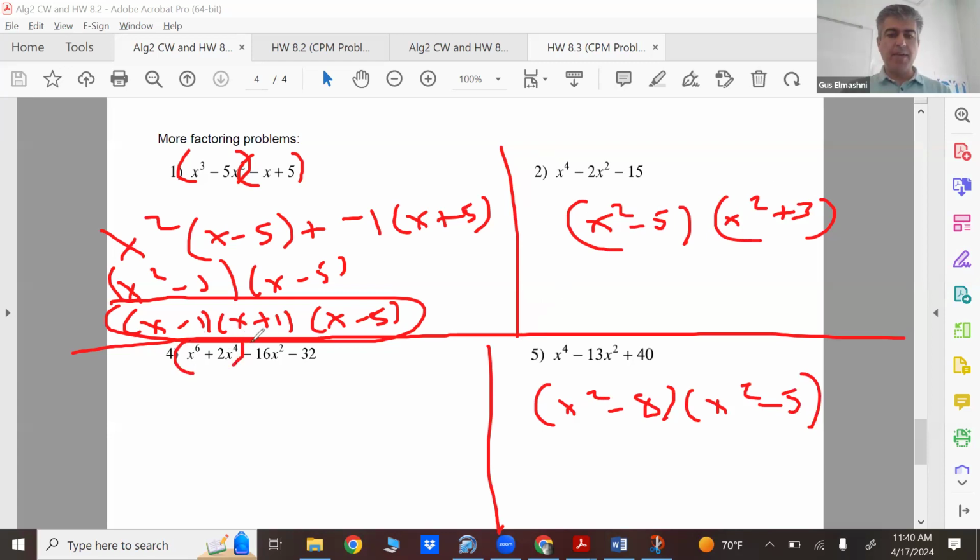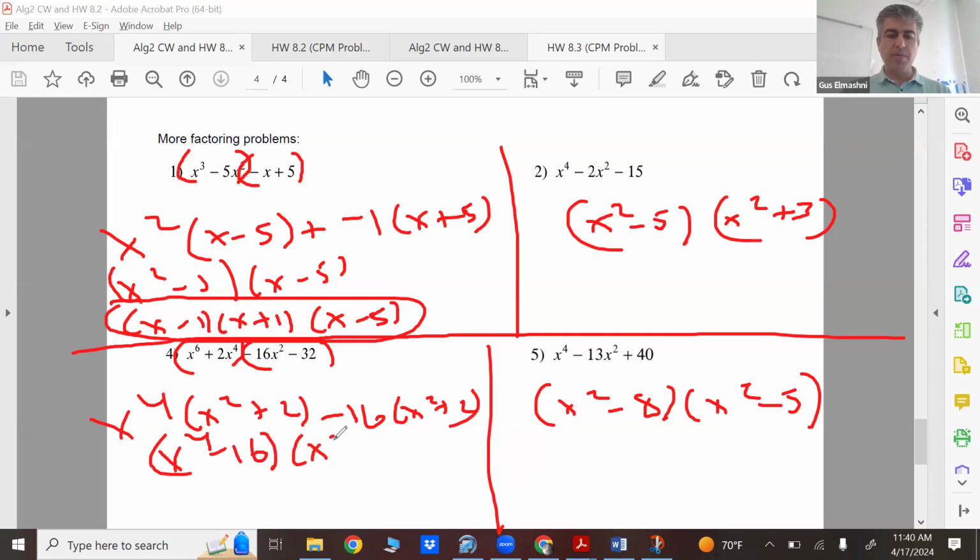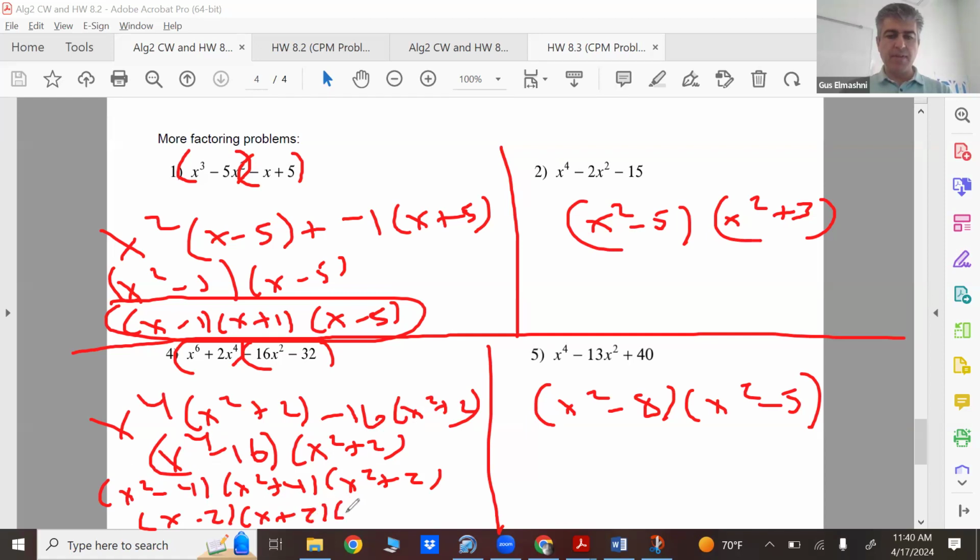Factor by grouping over here again. I can factor out x squared, x squared plus 2. Factor out negative 16, x squared plus 2. x squared minus 16, x squared plus 2. And x squared minus 16 can be broken down even further as x squared minus 4 and x squared plus 4. And that can be broken further as x minus 2, x plus 2. x squared plus 4, forget about it. That's just, it is what it is. And of course, you have x squared plus 2.